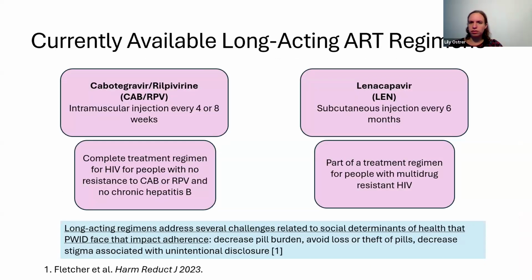As I mentioned earlier, long-acting treatments could potentially benefit people who inject drugs greatly. I know many of you know this, but as an overview of the two currently available long-acting ART regimens: cabotegravir-rilpivirine is an intramuscular injection administered every 4 or 8 weeks, and it's a complete treatment regimen for HIV for people that have no known history of resistance to either cabotegravir or rilpivirine and no chronic hepatitis B.